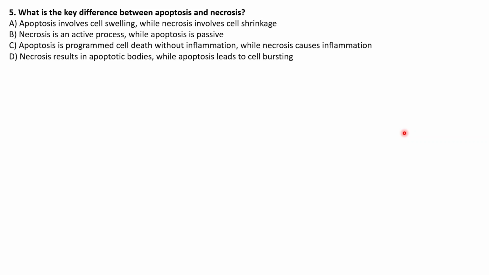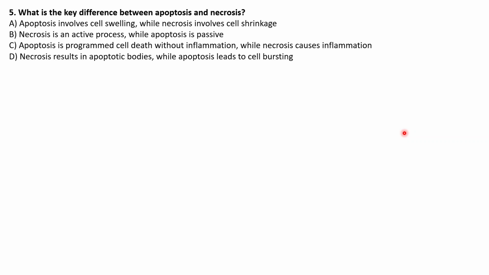So you all are right. Oh no, except for the last one. Everyone has said C, so good job. I'll explain why it is C and why it's not the other options, okay? So A option says apoptosis involves cell swelling, while necrosis involves cell shrinkage.